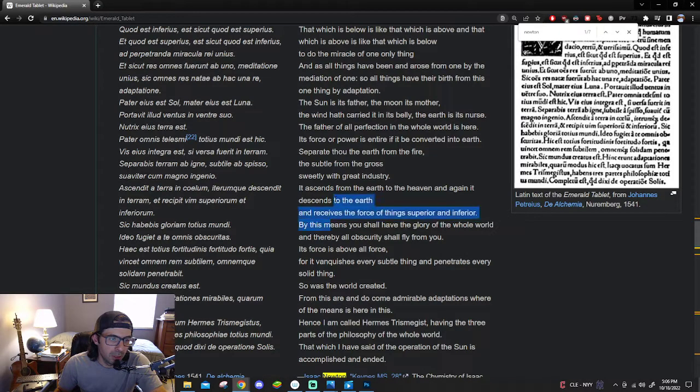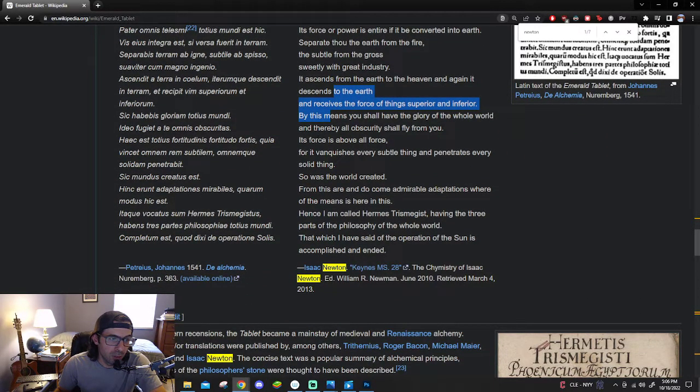By this means, its force is above all force, for it vanquishes every subtle thing and penetrates every solid thing.